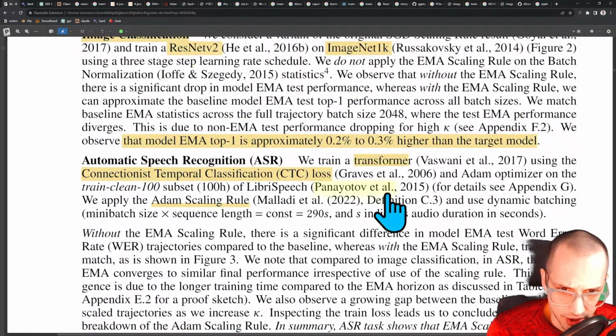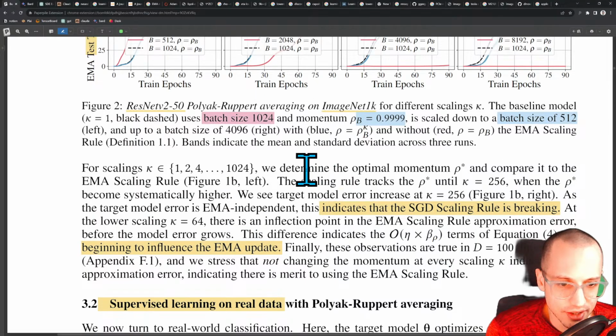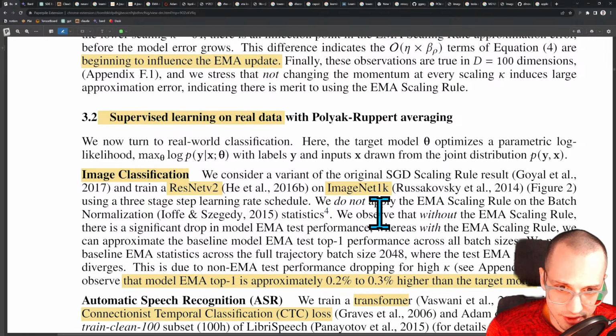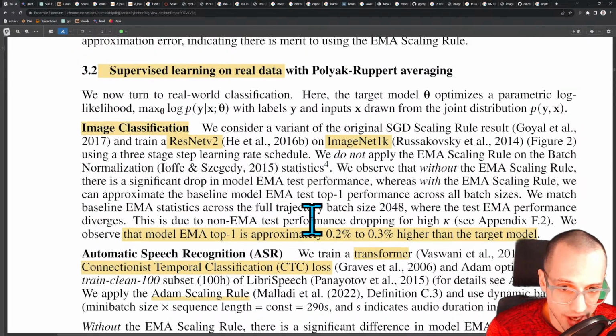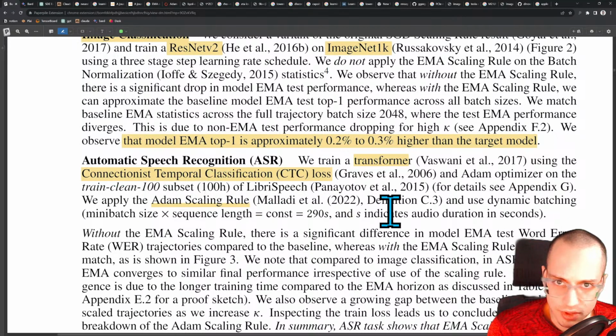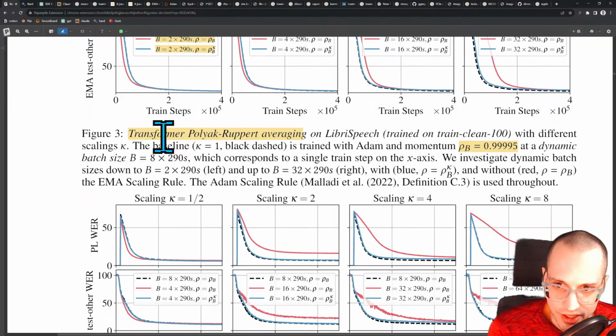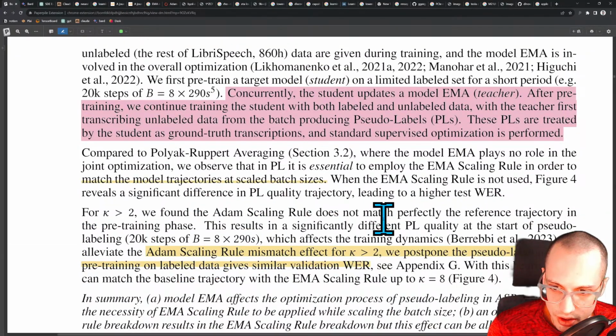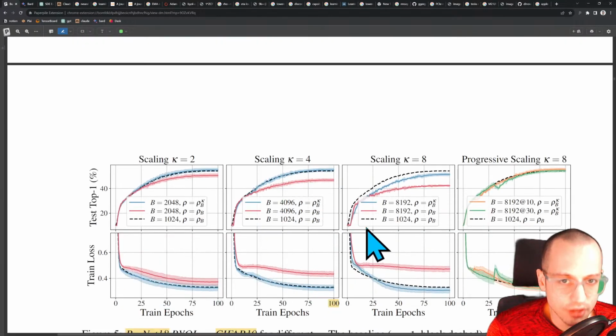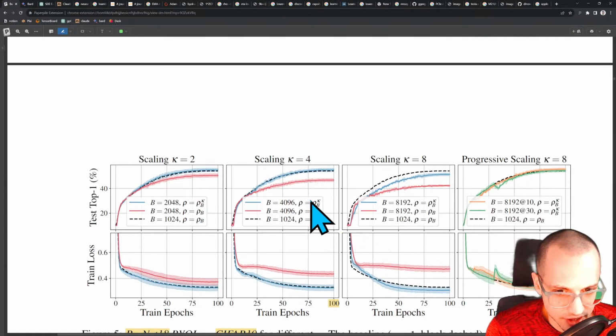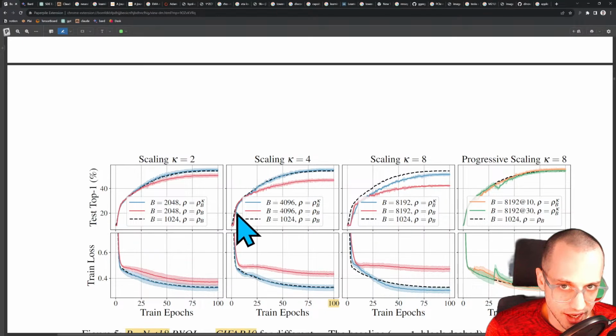and then they go on and show theoretically why that works, but then they also show it for a variety of different models. So they have ResNets on ImageNet, they have transformer architectures on temporal classification, they have transformers on speech classification, and they show that for all of these, their theory is correct, and that if you scale the EMA according to their scaling law, you end up with a trajectory that is the same as the original batch size and momentum.